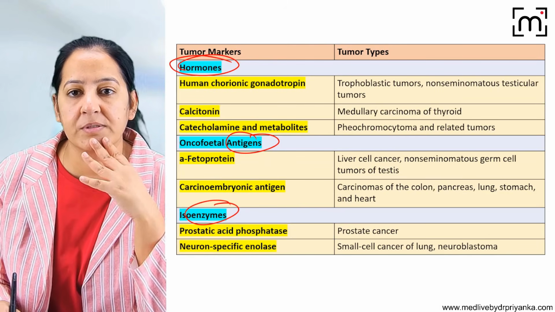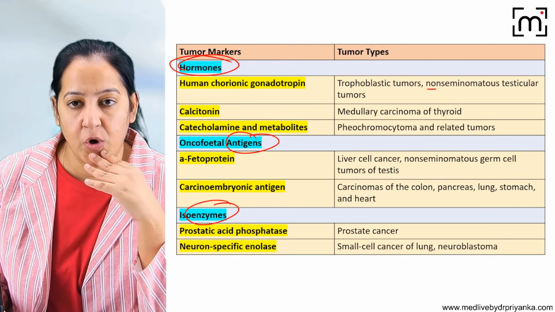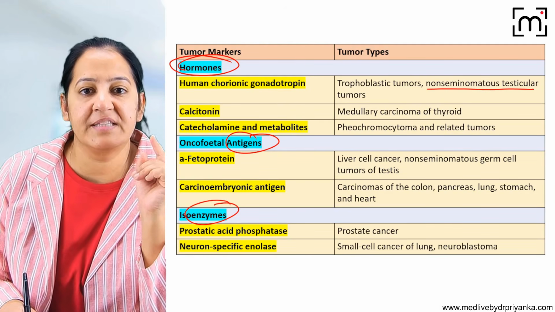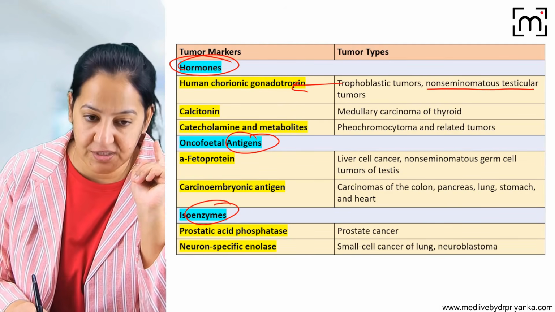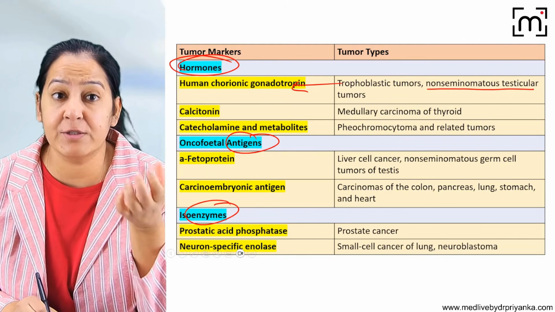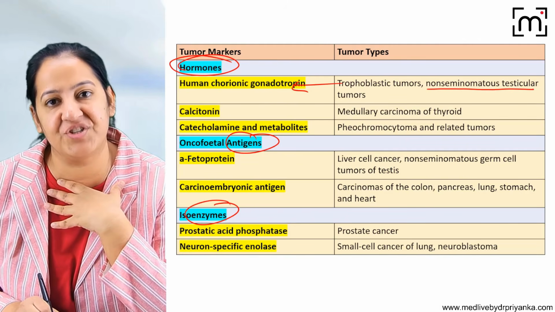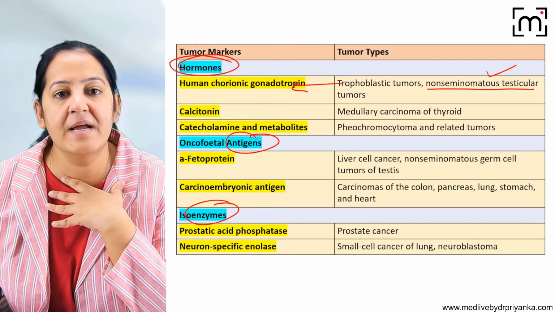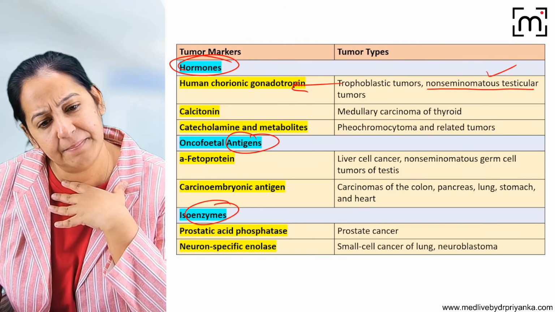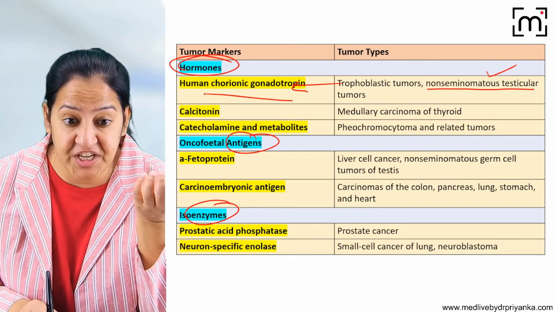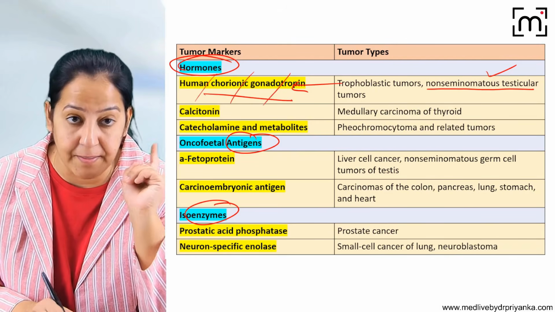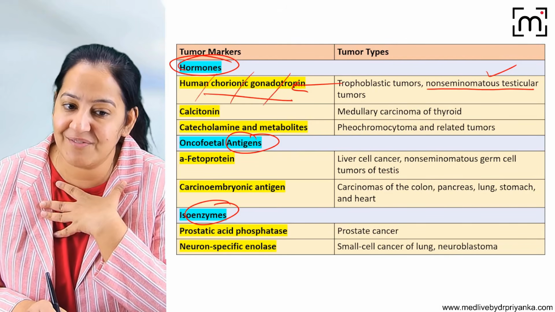So among the hormones, the non-seminomatous testicular tumor secretes beta HCG in the blood. Suppose there is a patient having a scrotal mass, and I am suspecting the patient is having non-seminomatous testicular tumor. So I will collect the blood sample. If the blood sample contains the beta HCG, human chorionic gonadotropin, my diagnosis is confirmed.